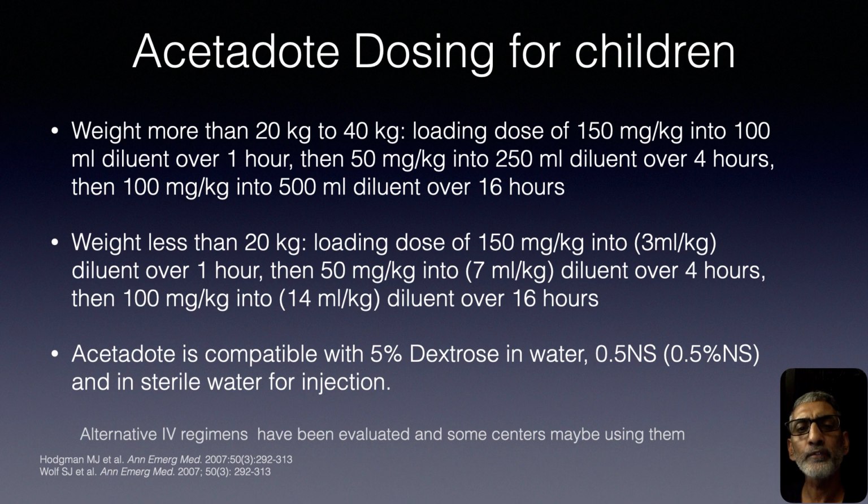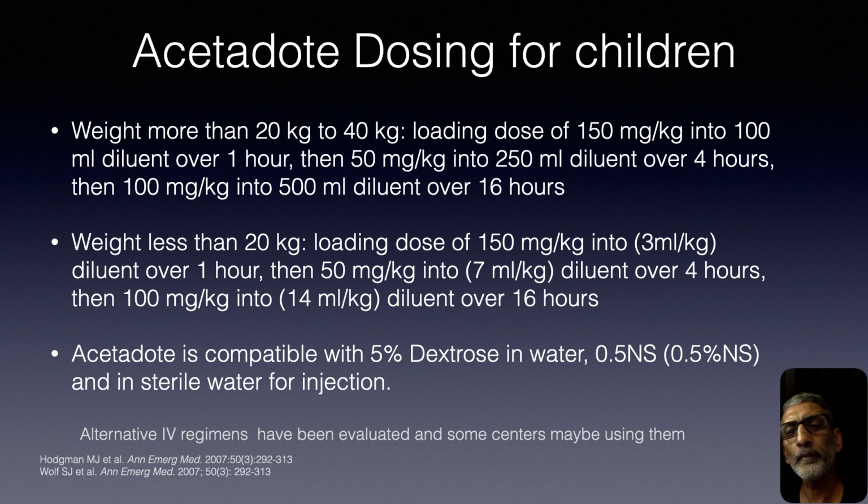For babies weighing less than 20 kg, loading dose 150 milligram per kg into 3 ml per kg diluent. So if you notice, it's only the diluent which is changing the volume, but the dose of the drug remains the same. So only the diluent amount is changing here.